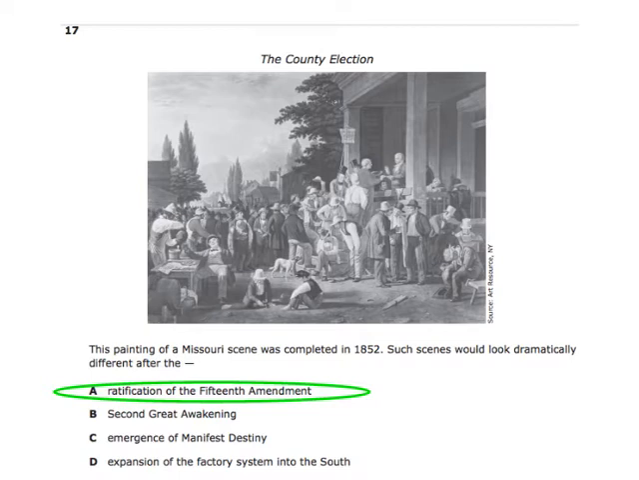The Second Great Awakening maybe does not play a big role in that. Manifest Destiny is the growth and expansion of our country, maybe not a big role in the election process in Missouri. Expansion of the factory system in the South, I don't know how that would play a role in the election system. The 15th Amendment was giving the right to black men to be able to vote. There are no black men in this photo at the election.